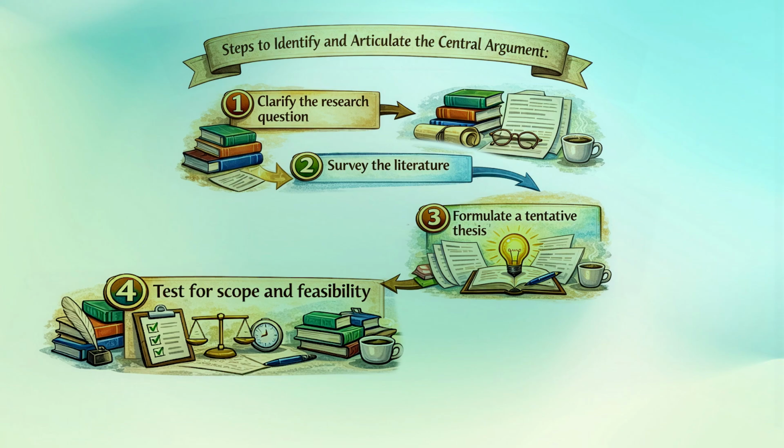This is also a part of the central argument, where the writer has to justify the feasibility, scope, and the relevance and significance of this research work. How it contributes to the existing corpus of knowledge, how it will add to that existing corpus, is very important to be mentioned in this central argument.